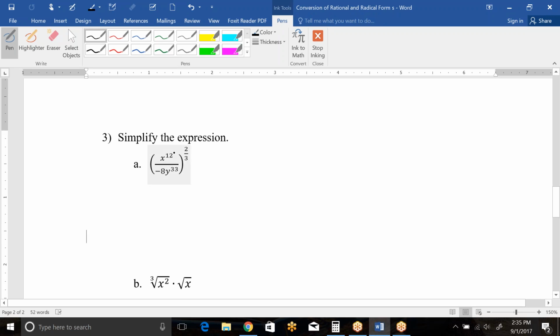But I'm looking at this and seeing an x to the 12, which is divisible by 3, a y to the 33, which is divisible by 3, and this is a cubed root, and -8 is also a perfect cube. So this might be easier to evaluate if we just change everything into the cubed root. So this would be the cubed root of all of this stuff, so x to the 12th, and then -8, and then y to the 33rd. And I'm actually going to use the variation where we put the square on the outside.